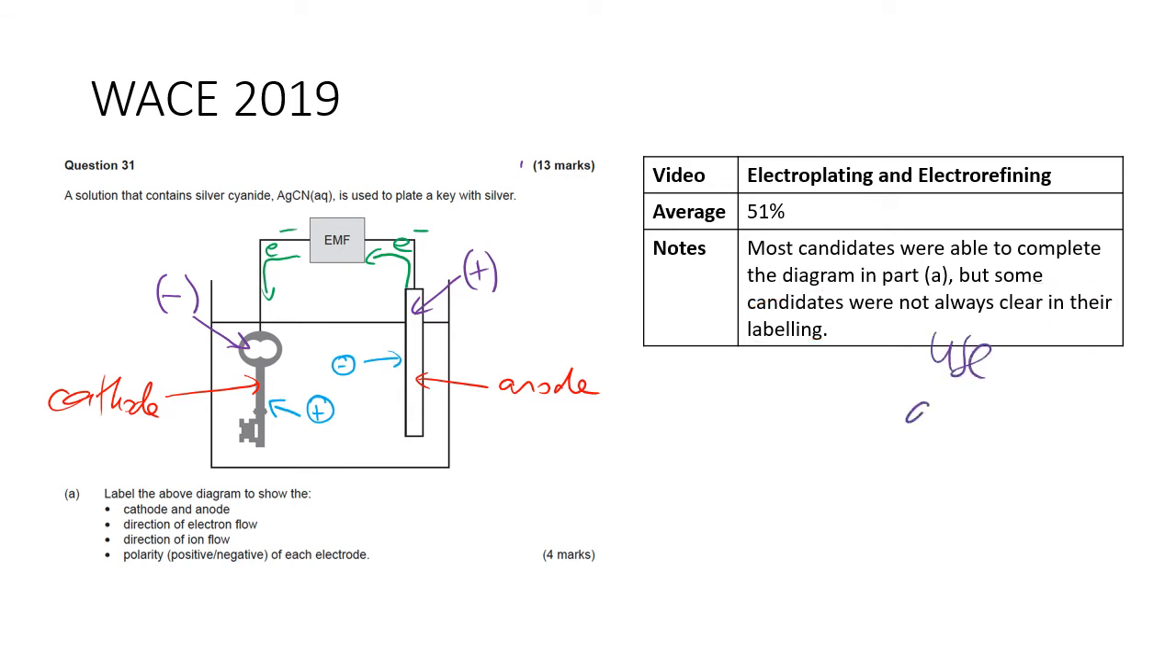Use arrows to make sure that you're showing what you're doing, because I'm sure there would have been some people who just wrote anode here. And if you just write anode here, are you talking about the solution, this area here, or this thing here, or are you talking about the beaker? You've got to be really clear, use arrows and show what you're pointing to.